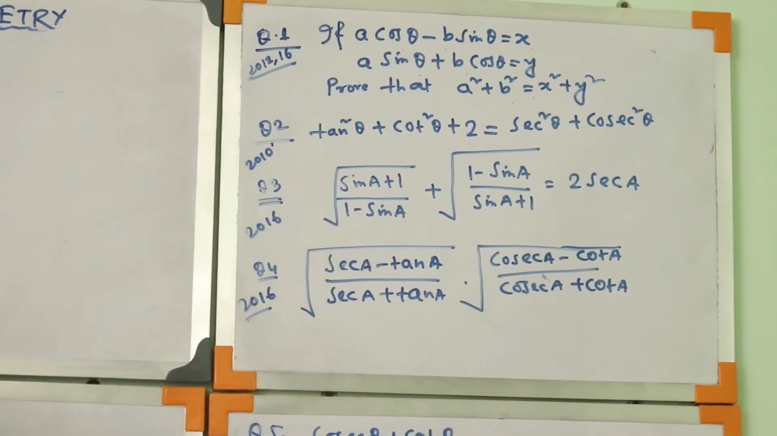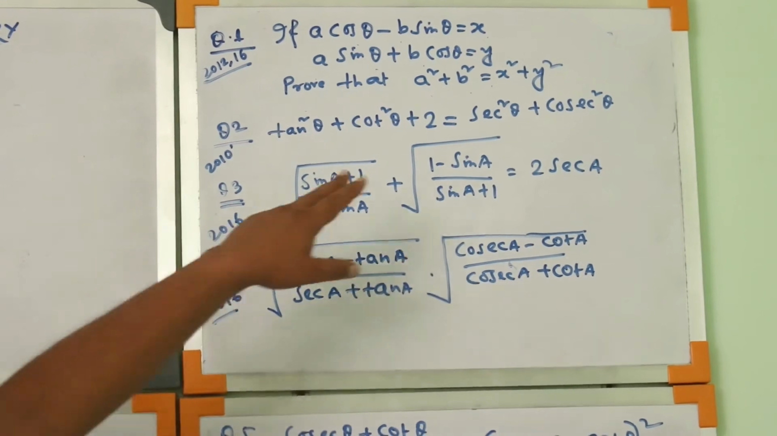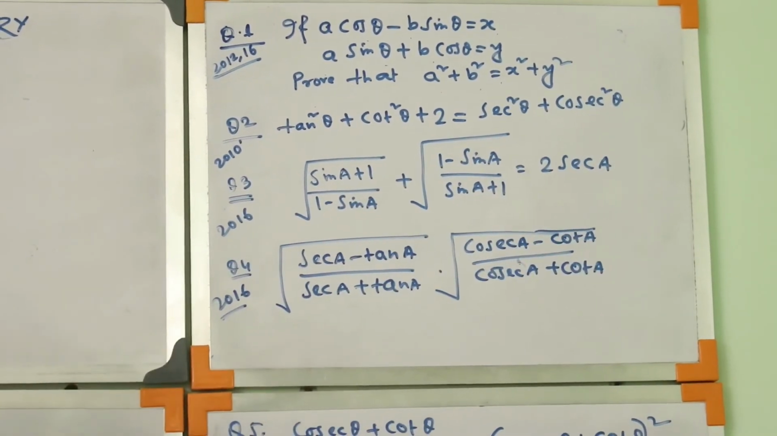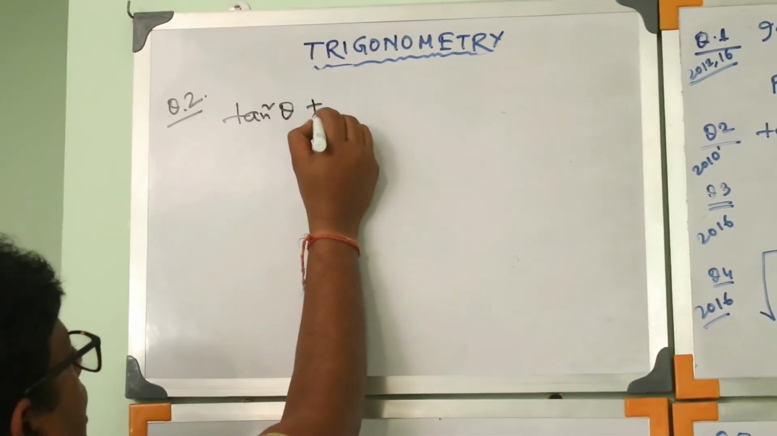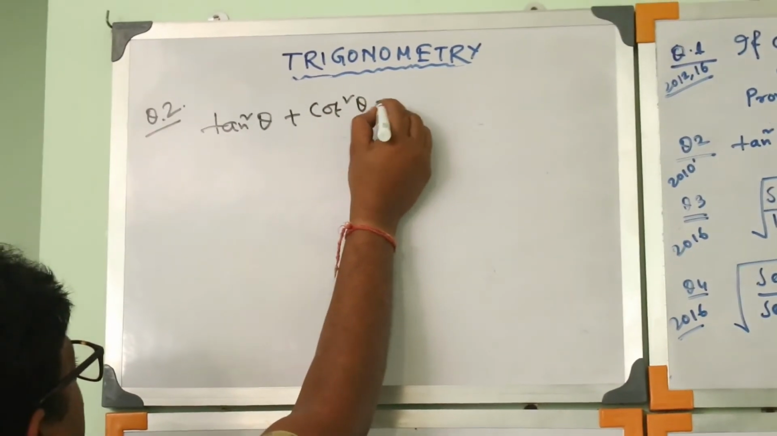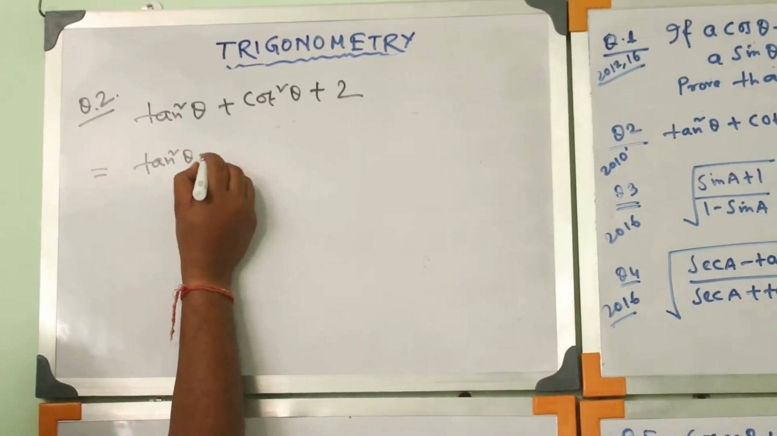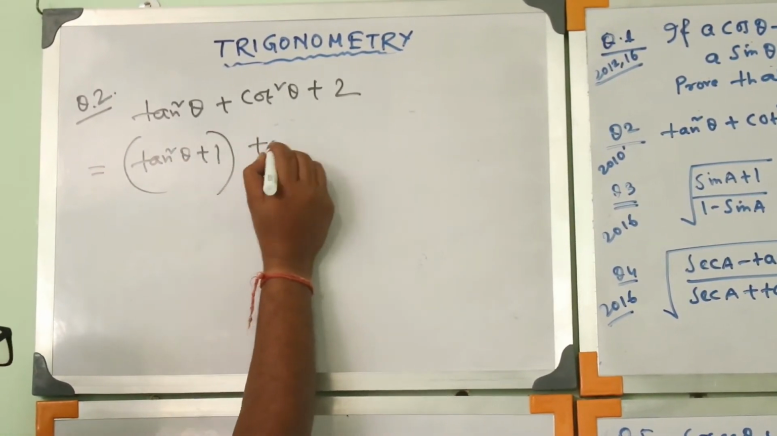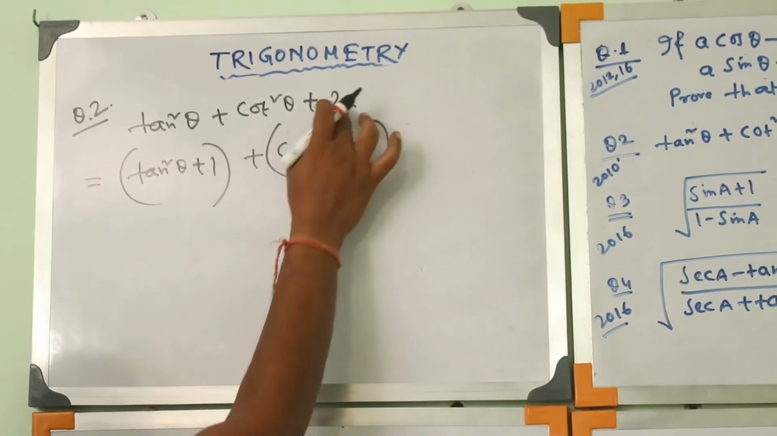Question number 2: tan square theta plus cos square theta plus 2, you have to prove this is equal to sec square theta plus cos square theta. Just writing the question, tan square theta plus cos square theta plus 2, we can write as tan square theta plus 1 plus cos square theta plus 1. That means 1 plus 1, 2.